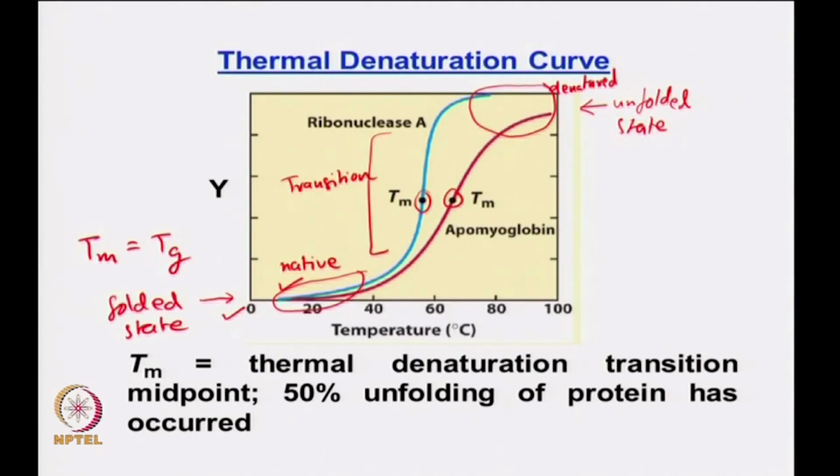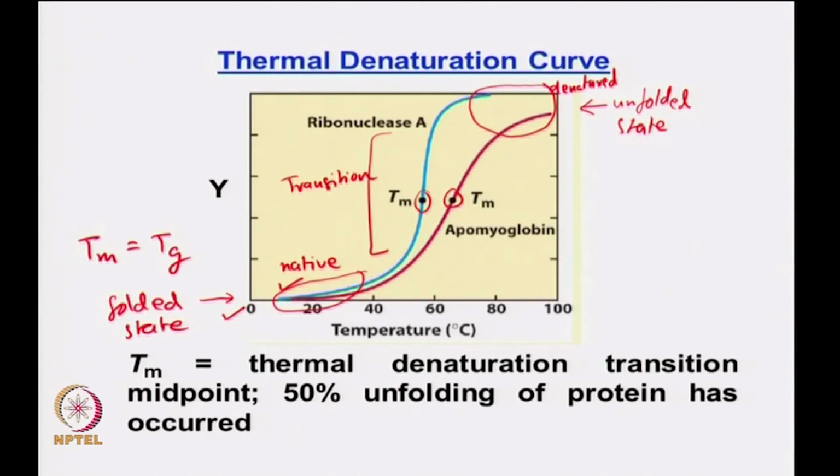And what is the characteristic of Tm? The characteristic of Tm is that, as it says, it is the midpoint. That means here K equilibrium is equal to 1. K equilibrium is equal to the concentration of denatured over the concentration of native. That means both of these have equal populations.